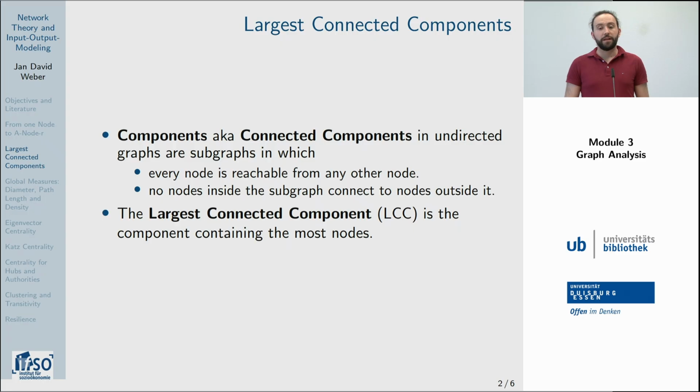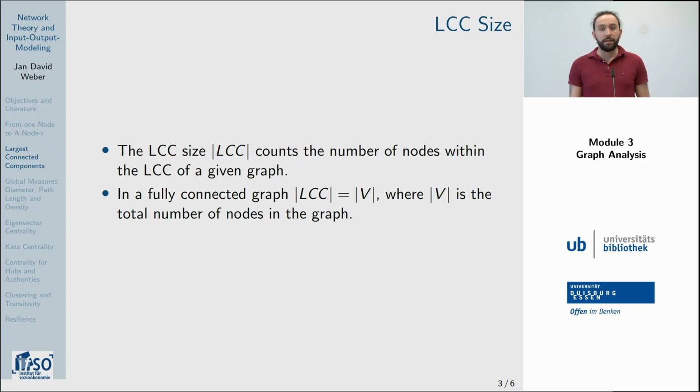So you have different clusters that are not connected with each other. And the largest connected component is the component containing the most nodes. Which sounds super simple, and is super simple. So the LCC size is the count of the number of nodes within the largest connected component in a given graph. And in a fully connected graph, where all the nodes are connected with each other, the total number of nodes in the graph is also the LCC size.